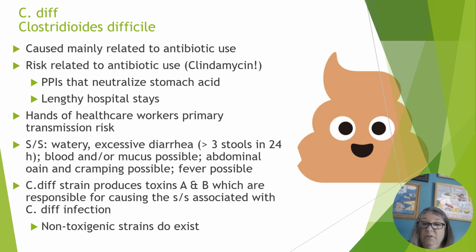C. diff produces toxins. We call it toxigenic C. diff, okay? Because there are strains of C. diff that do not produce toxins, and the toxins are what causes the GI signs and symptoms that we associate with the C. diff we see in the hospital. So C. diff in the hospital produces toxin A and toxin B. These are what causes those GI signs and symptoms.